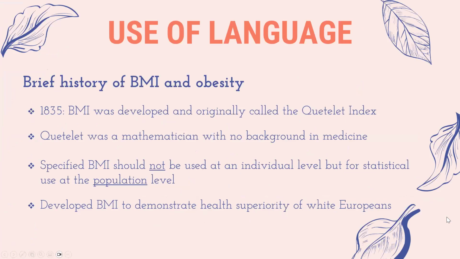So a very quick history of body mass index and obesity. In 1835, BMI was developed, but it wasn't called BMI. It was called the Quetelet Index. And Quetelet was a mathematician who had no background in medicine. He specified that BMI or the Quetelet Index should not be used at an individual level, but rather to be used for statistical use at the population level.